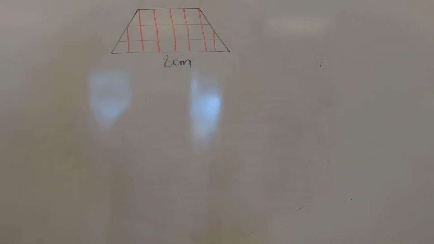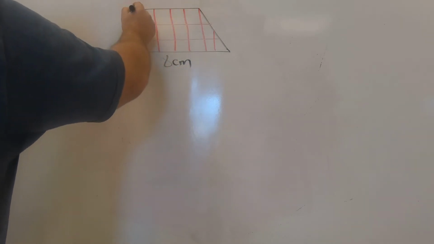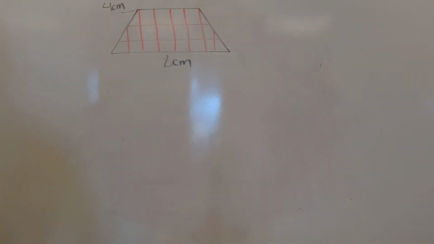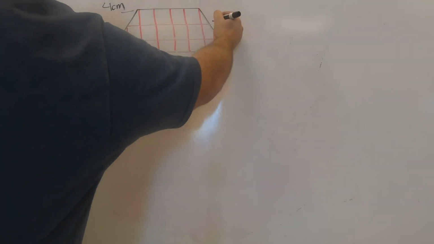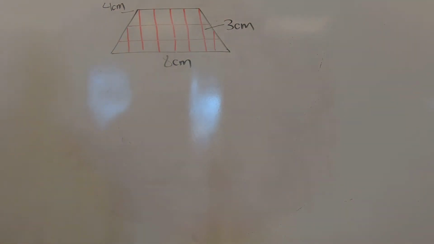So the bottom, or the base 1, is 8 centimeters. But remember, this is a trapezoid, which means base 1 at the top is going to be different. Or base 2, whatever. 1, 2, 3, 4. The one on the top here is only 4 centimeters. Now the height is going to be the same no matter where. We want to go from base to base, so 1, 2, 3. So the height is going to be 3 centimeters. So there you go.